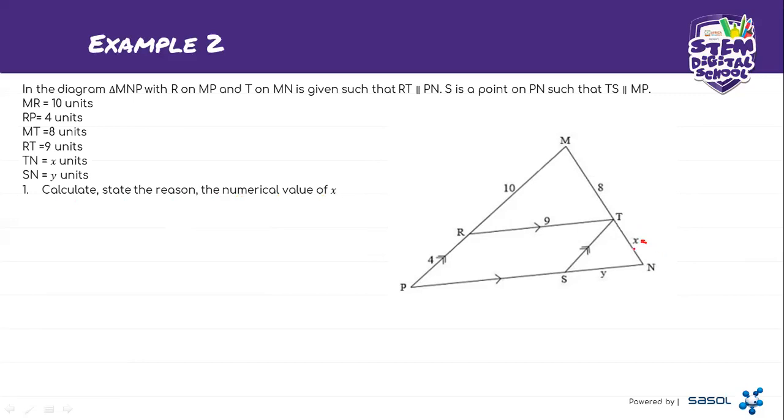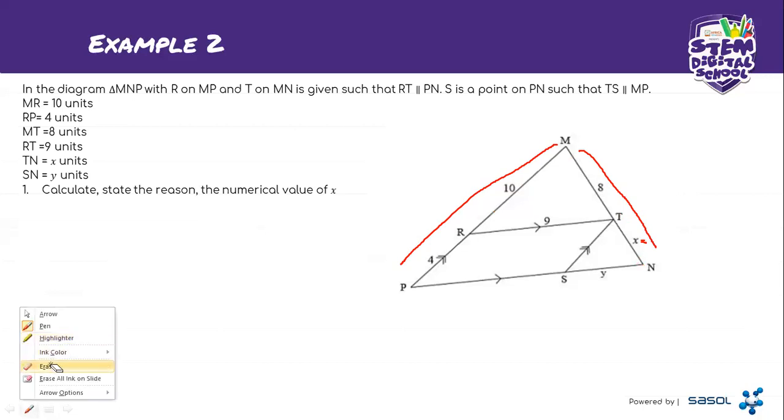Then it's very clear that we are having two sides which are parallel. RT is parallel to PN. And if that is the case, then we know that the ratio of this side is equal to the ratio of this side. I also touched on this issue that we always start with the side that we are looking for. In this case, we're going to start with TN.